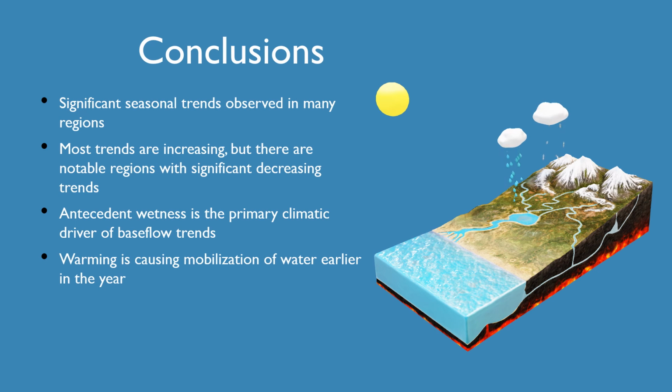I conclude that significant seasonal trends can be observed in many regions in Canada. Most trends are increasing, but there are notable regions with significant decreasing trends, such as the Southwest. Antecedent wetness is the primary climatic driver of baseflow trends, and warming is causing mobilization of water earlier in the year.